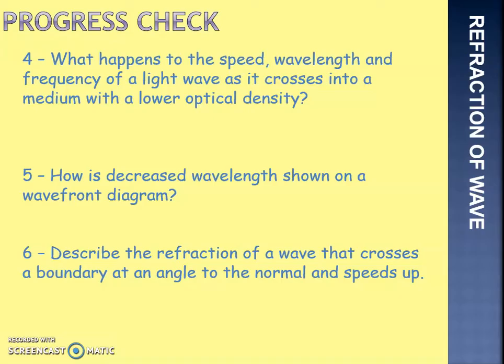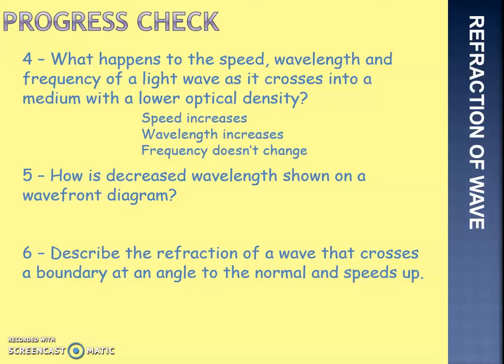Okay, question 4. What happens to the speed, wavelength and frequency of a light wave as it crosses into a medium with a lower optical density? Well, the speed would increase, the wavelength would increase, but crucially the frequency doesn't change. Question 5. How is decreased wavelength shown on a wavefront diagram? We show that by the wavefronts being closer together. The distance between two wavefronts would be the wavelength.